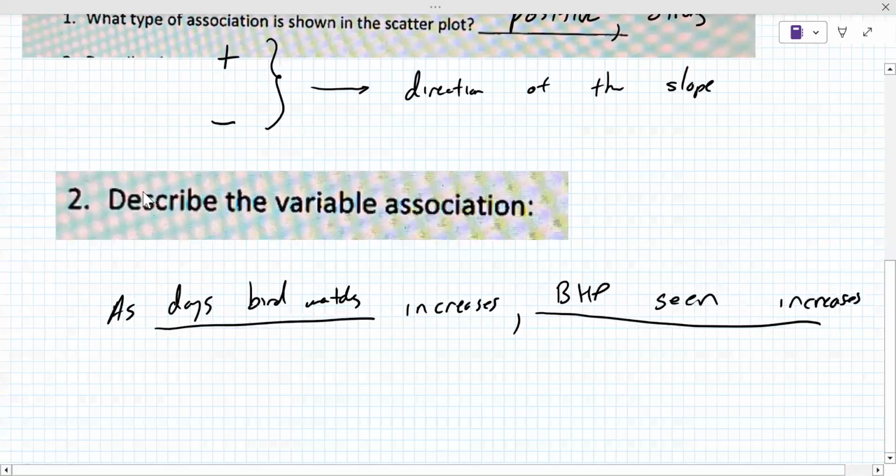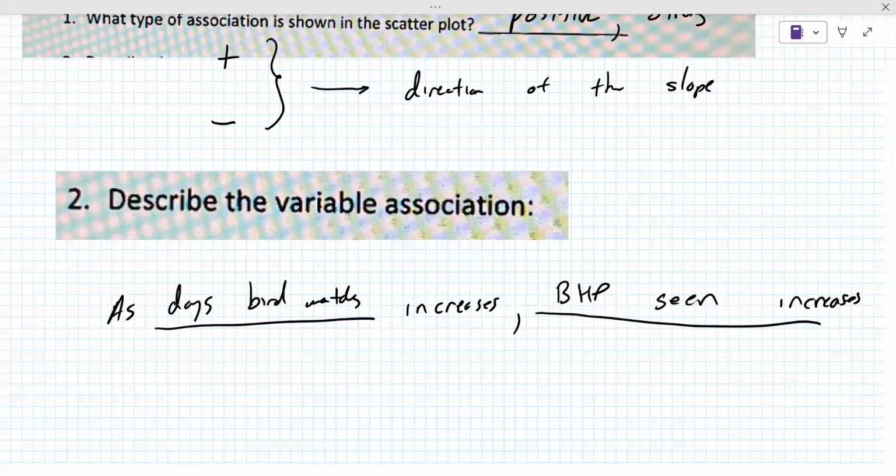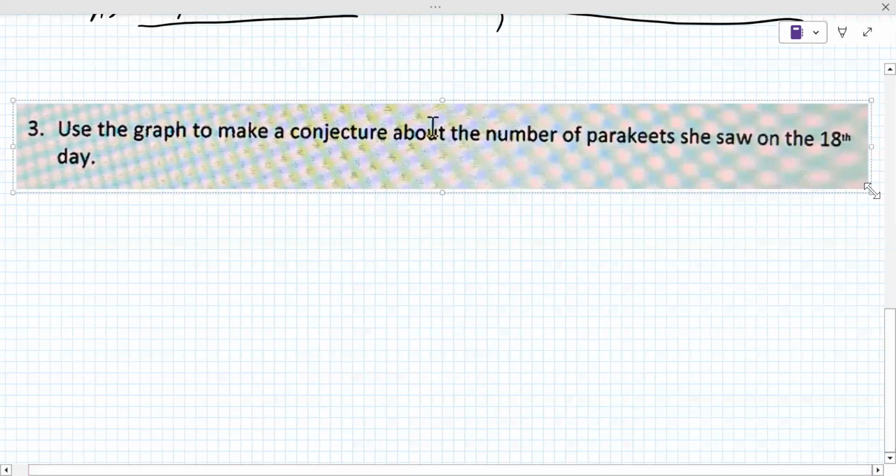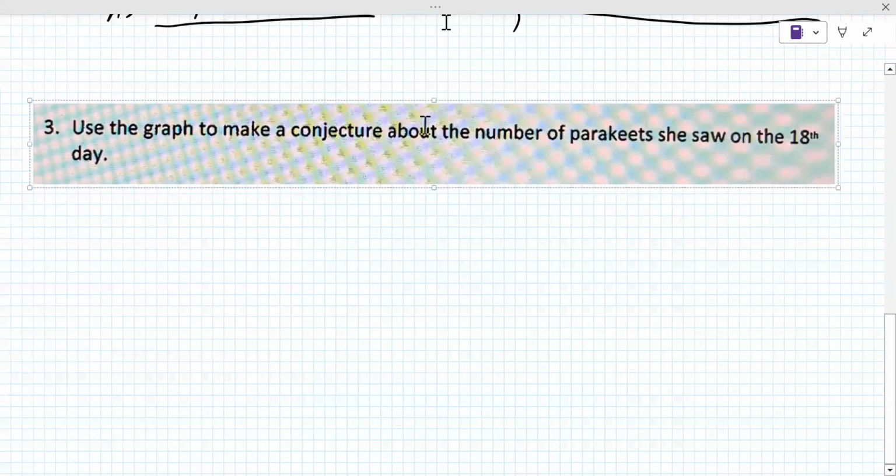Your teacher is looking for these words: increases, decreases, and then the variables. Is that okay? Clear? All right. You will be asked to write a sentence. All right. Use the graph to make a conjecture. So conjecture is like a guess, if you will, about what's going on.